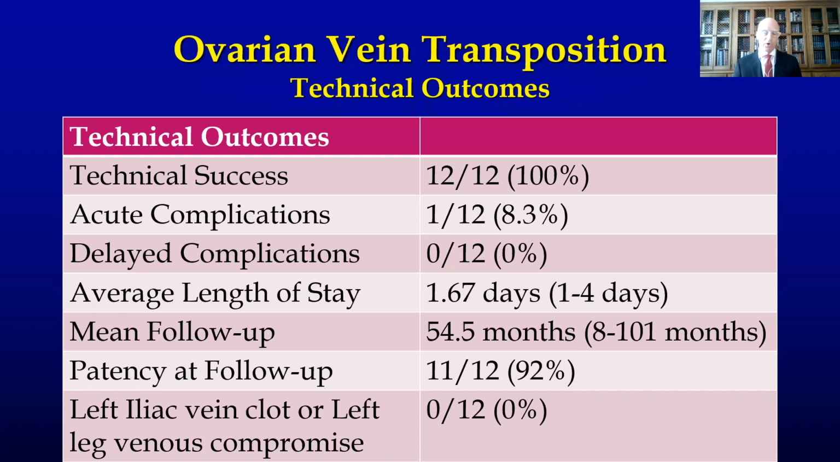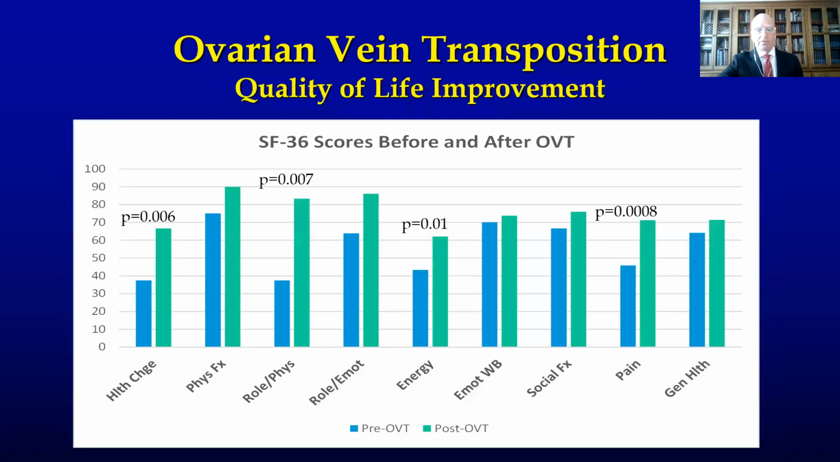With a mean follow-up of more than 4 years, 92% of the transposed ovarian veins remained patent. The single occlusion was a 3 to 4 millimeter ovarian vein. There were no instances of left iliac vein clot or suggestion of left leg venous outflow compromise. To confirm that the procedure was of value to these women in improving their quality of life and reducing some of the pain, we asked that each of the patients complete an SF-36 quality of life survey prior to and then more than 1 month after surgery.